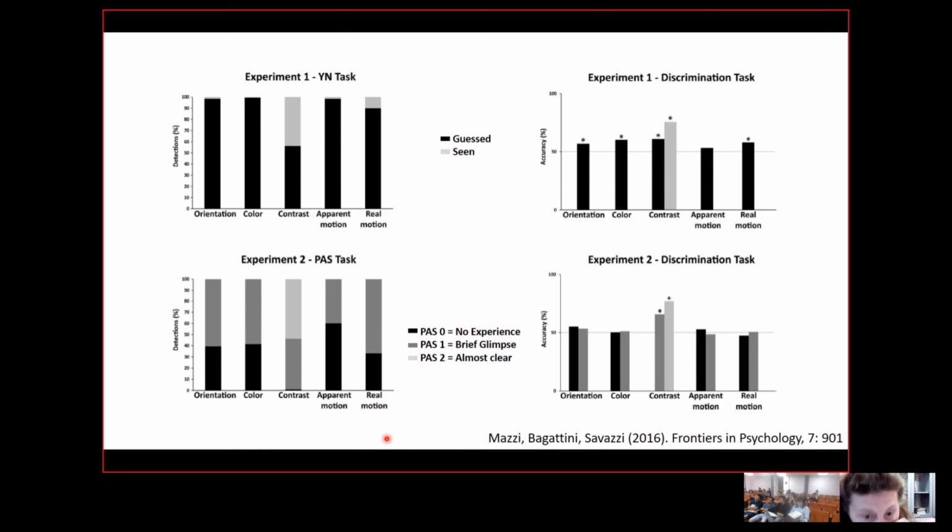So here, what I wanted to stress is the importance of asking the right question to assess in the right way whether or not we are conscious of something.